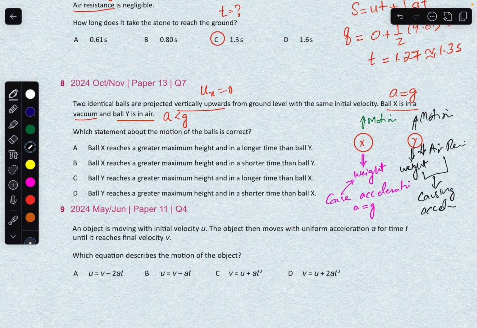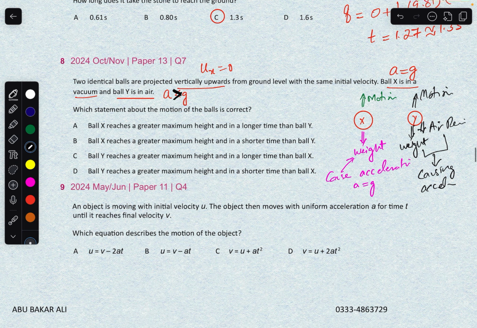Okay, so sorry, its acceleration will be more than g. It will cause more acceleration because there is a more resultant force, because air resistance and g are both involved here. So we have to look at the options and choose the correct one. Ball X reaches a greater maximum height and in a longer time than Y.